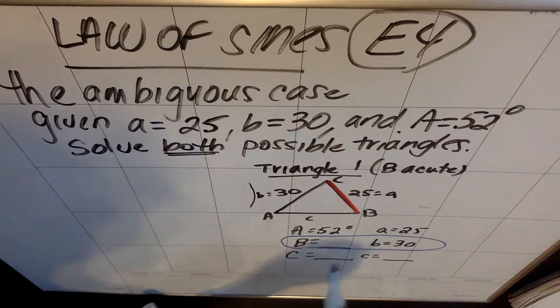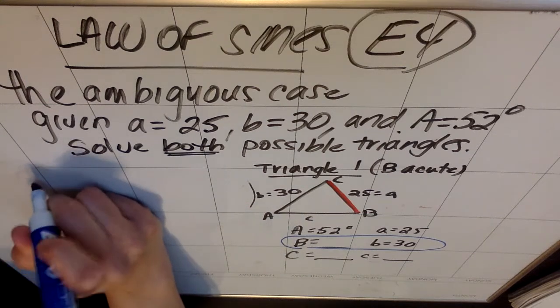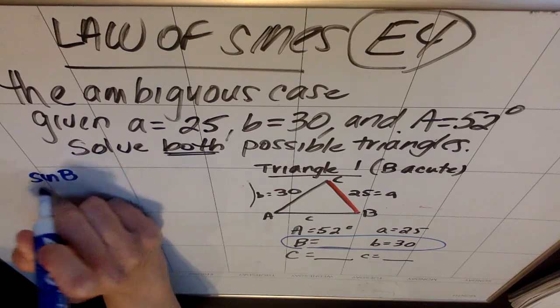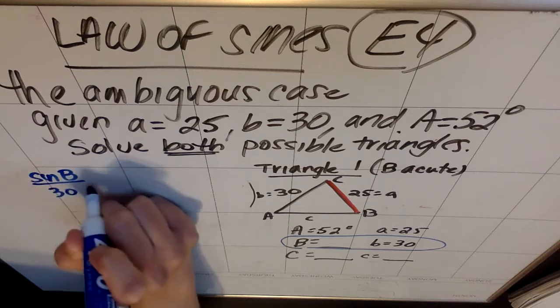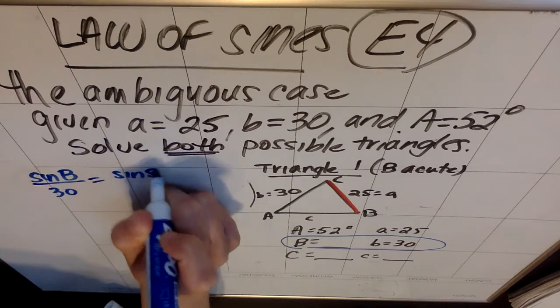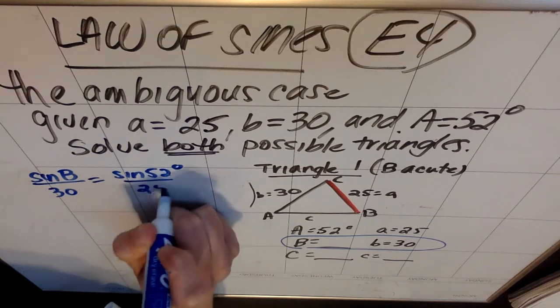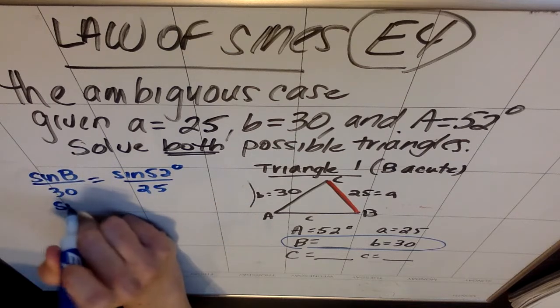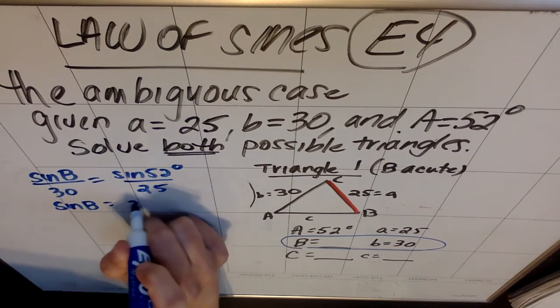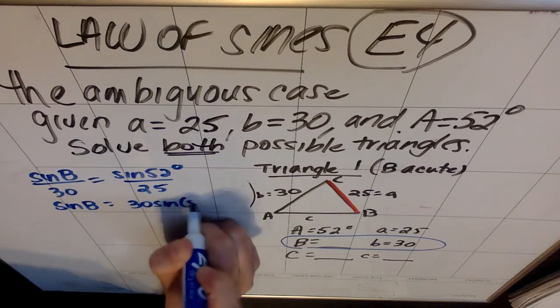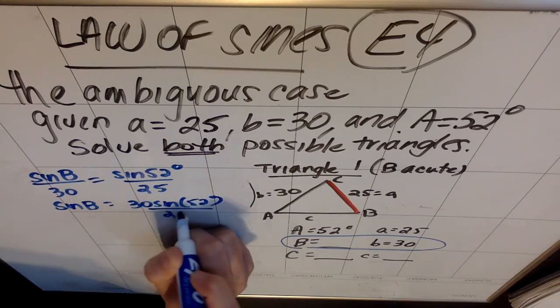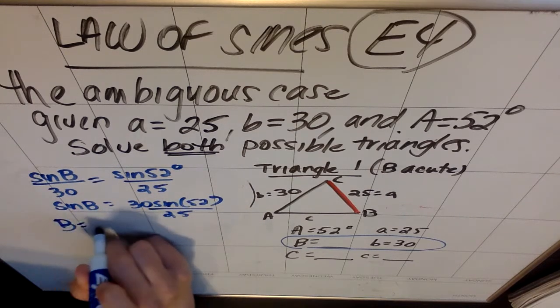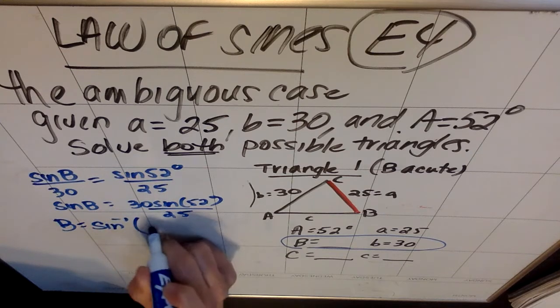So I'm going to do the law of sines for big B, using the pair that I have for A. The law of sines says that the sine of big B, which I don't know, over 30 should equal the sine of 52 degrees over 25. Multiply the 30 over, and I get that sine of B should be 30 times the sine of 52 degrees, all over 25. So my B is going to be the inverse sine of this whole mess.